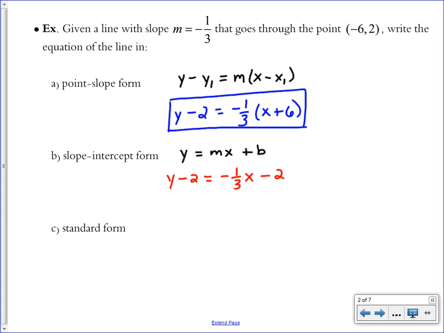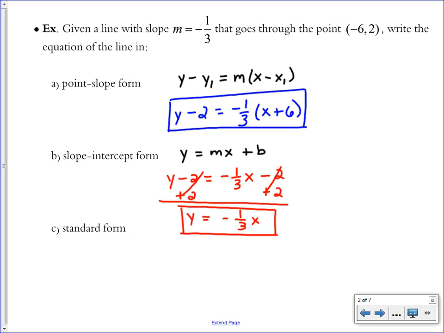I need to get y by itself, so I'm going to add 2 to both sides, which actually gets rid of it from both sides. So in slope-intercept form, this is just y equals negative 1/3 x. Put a box around it, that's the answer to part B. And then standard form is ax plus by equals c. So really it's just rewriting the order of our slope-intercept form and then making sure that a, b, and c are all integers, whole numbers, no fractions.